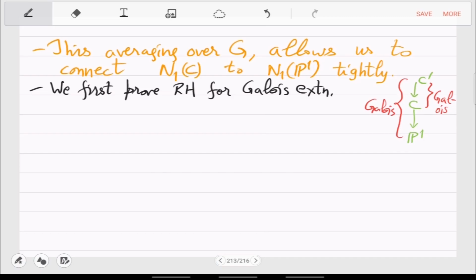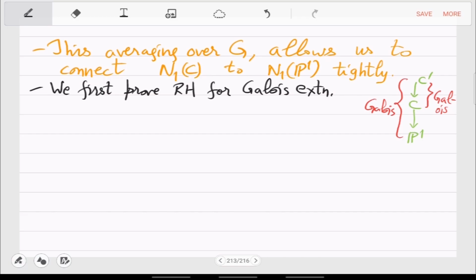So we will first prove the Riemann hypothesis for C prime over P1, and once we have that, we will basically use these two Galois extensions, C prime over C and C prime over P1, to deduce the Riemann hypothesis for C. This is what will happen. This is what the Galois cover is good for.